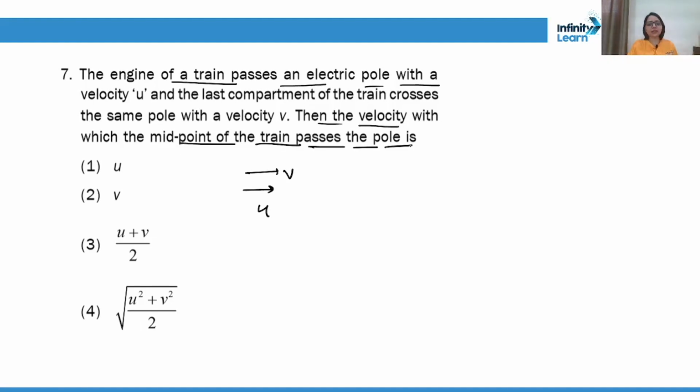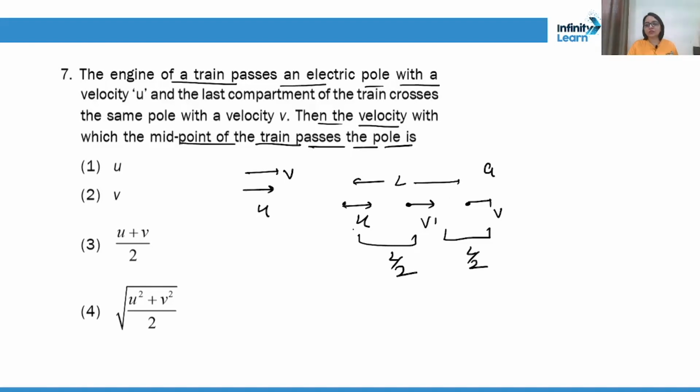Okay, so it is the same as that of this question. We have a complete L length, right? And initially it is u and finally velocity is v. What should be the velocity of the midpoint? So it is v dash, right? So between u and v dash, the length of the train passed is L by 2, and v dash to v, the length of the train passed is L by 2.